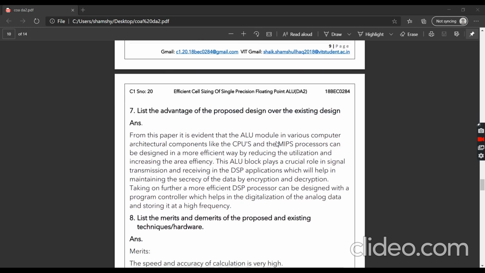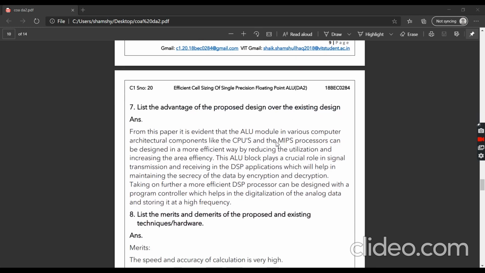Moving on to the seventh question: list the advantages of the proposed design over the existing design. From the paper, it is evident that the ALU module in various computer architectural components like CPUs and MIPS processors can be designed in a more efficient way by reducing the utilization and increasing the area efficiency. The ALU blocks play a crucial role in signal transmission and receiving in DSP applications, which helps in maintaining the secrecy of the data by encryption and decryption.